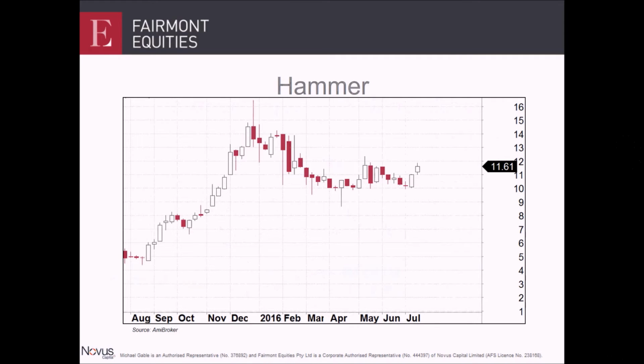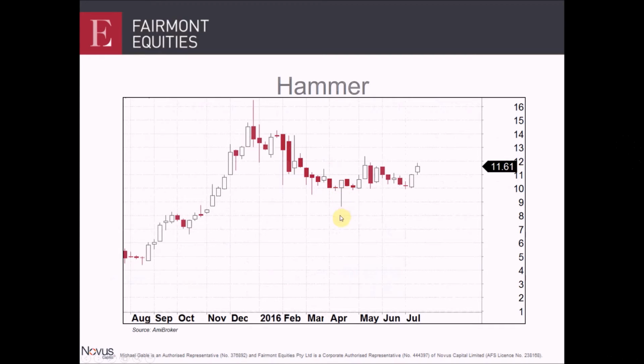Now the hammer reversal occurs at the bottom of a particular trend, and in this case we've had the share price of Bellamy's at this stage go from $16 all the way down to $10, and this is the hammer here. So this particular candle is called a hammer. It's got a very long shadow down here, but ultimately the share price finished at its high for that time period, and this is a weekly chart.